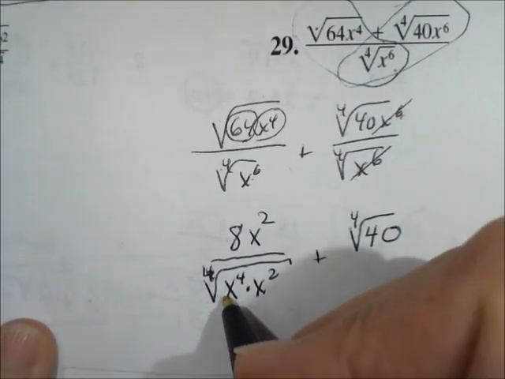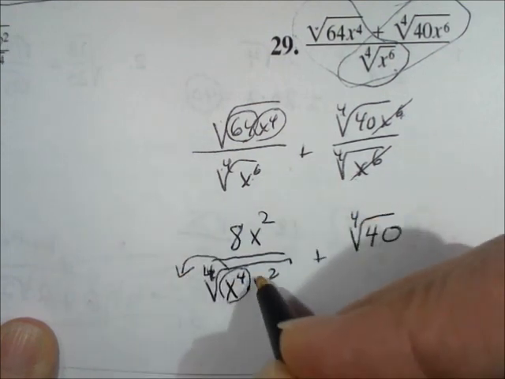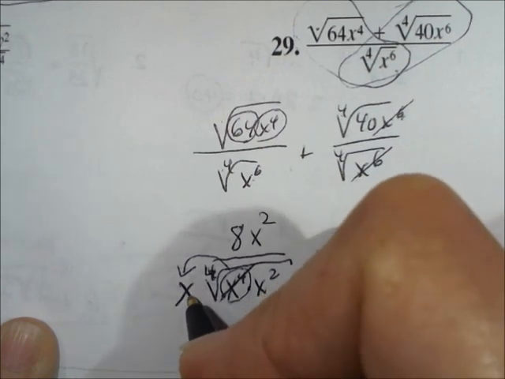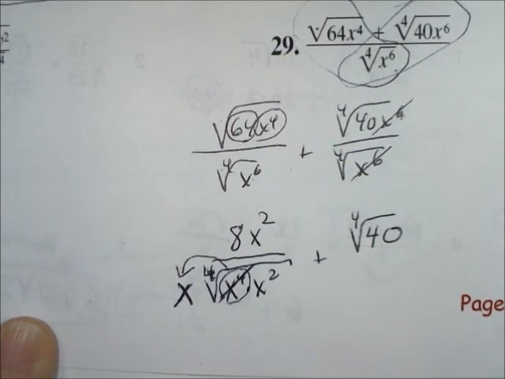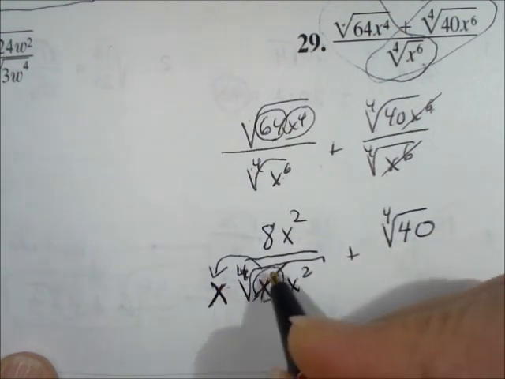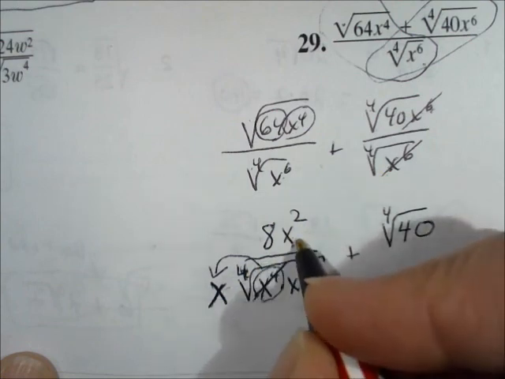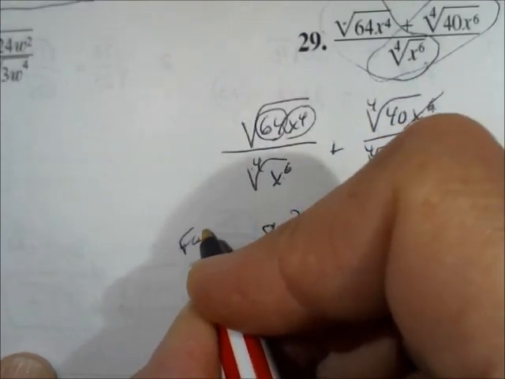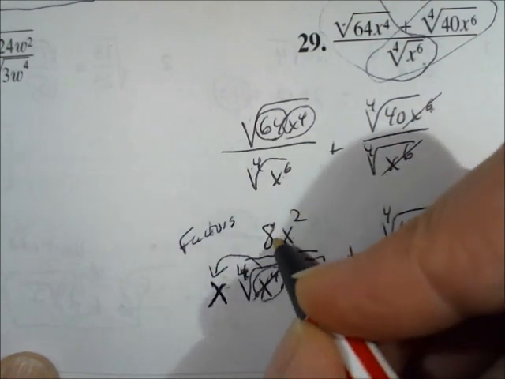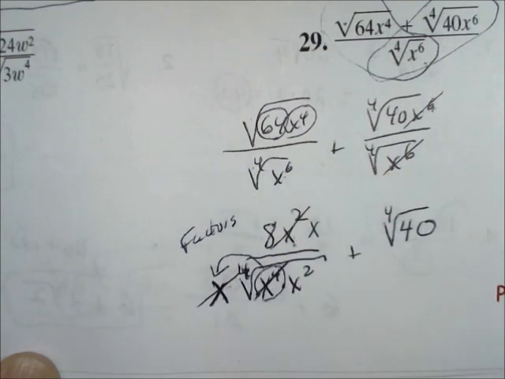But what we can do here is take the 4th root of x to the 4th outside. I'm just going to cross it out and put it out here. The 4th root of x to the 4th is just an x. And now x is on the outside. This x is a factor. So remember, you can reduce factors down. This x squared and this x will reduce down to an x, and that just cancels out totally.